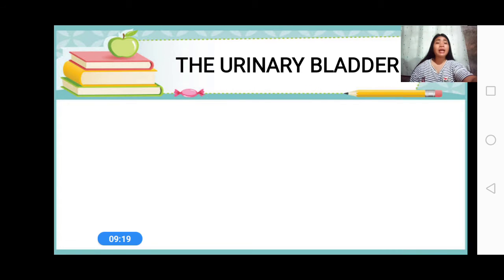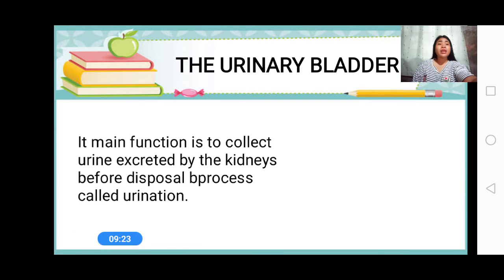And we have the urinary bladder. The main function of the urinary bladder is to collect the urine excreted by the kidney before the disposal process called urination. So the urine is stored in the urinary bladder before the disposal process. Okay, so what is the disposal process? We call it urination. Do you understand?